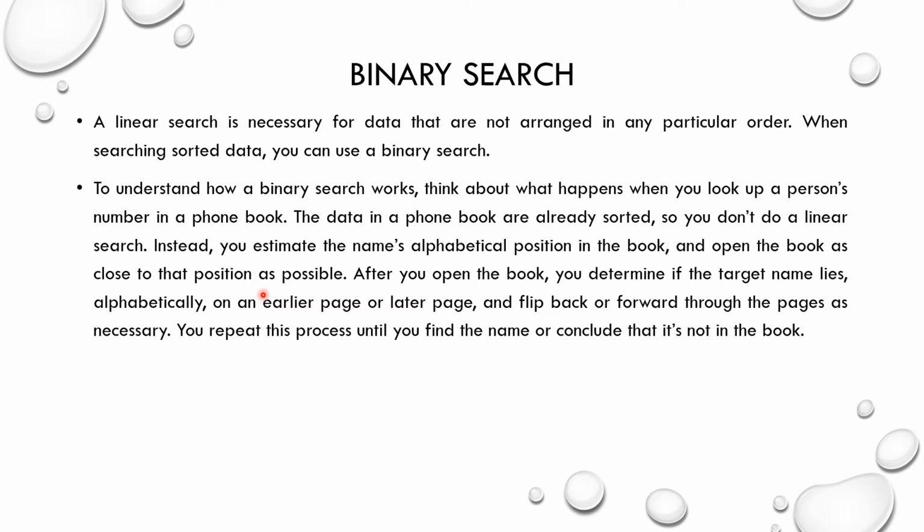After you open the book, you determine if the target name lies alphabetically on an earlier page or a later page, and flip back or forward through the pages as necessary. You repeat this process until you find the name or conclude that it's not in the book. Similarly, binary search works.